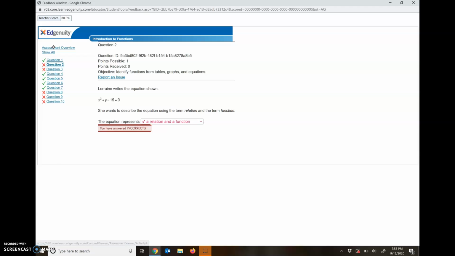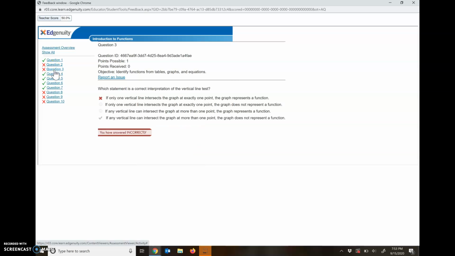Okay, here, kind of the same thing. If we put this into a graphing calculator, we'll see that it is a relation and it is a function. It'll end up having like a U-shaped thing, and we'll talk about that more on the next couple ones that are graphing. Okay, so here, which statement is the correct interpretation of a vertical line test?